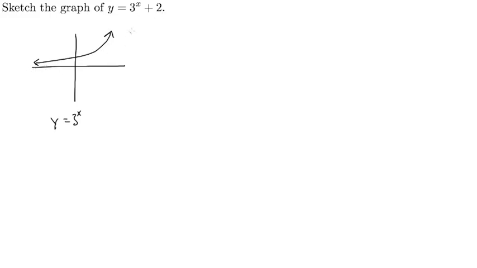Now, the function that I'm asked to graph is y equals 3 to the x plus 2. We have to remember our transformations from a couple units back. This plus 2, since it is outside the function, is going to be a vertical shift. So adding 2, I'm going to go in the positive direction by 2, so I'm going to go up 2. My graph is going to take this same base function, but shift it up by 2. So it'll look something more like this.